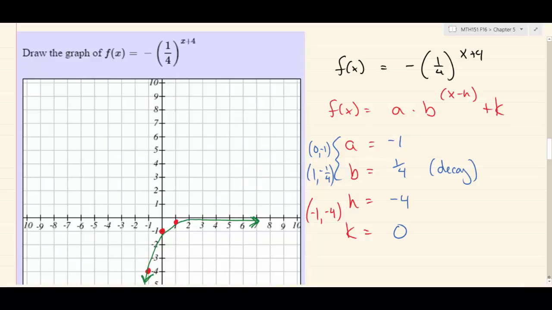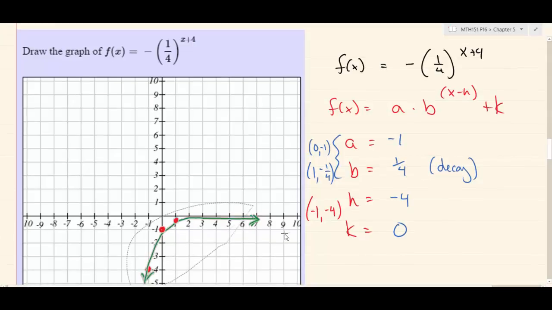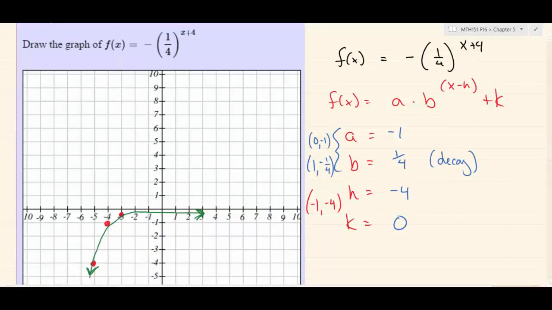So we've got A, we've got B, we've got our 2 points. We throw in a third point just for completeness. And now let's apply the HK shift. So how do we shift this one? It looks like we're going to shift it 4 units to the left. So we're going to take these points and go 1, 2, 3, 4. And that should be our graph. Remember, there's a horizontal asymptote going this way that the graph approaches but does not touch.